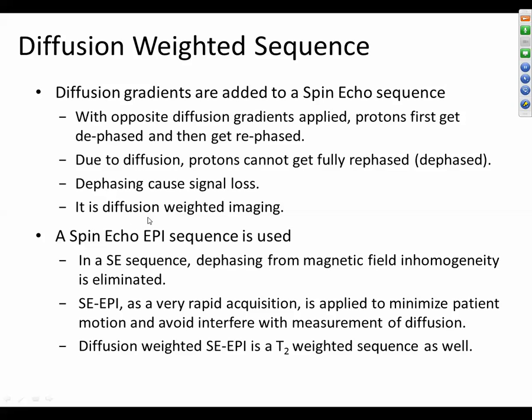And some details on why we use this spin echo EPI. Spin echo because we want to eliminate the external magnetic field inhomogeneity, which will cause dephasing. And we want to use EPI because we want to minimize the patient motion and only measure the Brownian motion that comes from diffusion. Diffusion weighted EPI sequence is a T2 weighted sequence because it has long TR and long TE. So it's both a diffusion weighted sequence and a T2 weighted sequence.